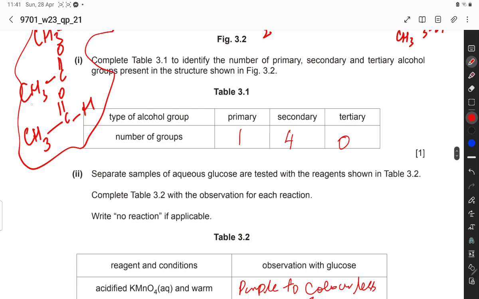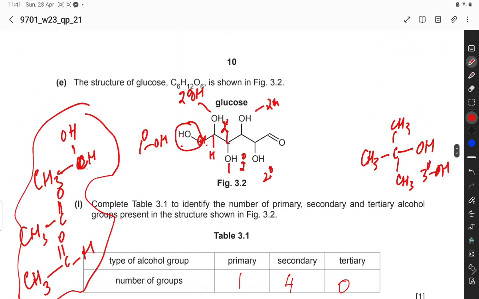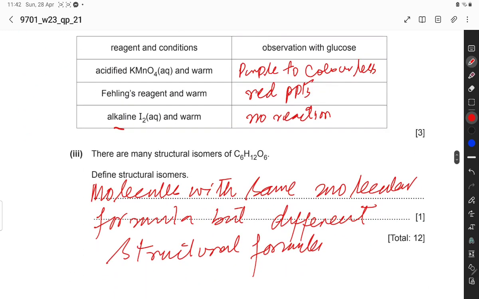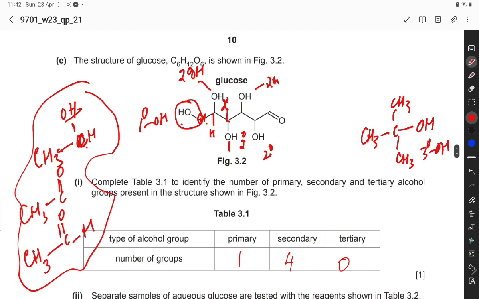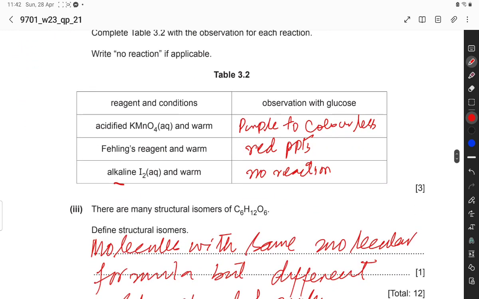In this aldehyde, C double bond is directly attached with CH3, and in this case the CH is directly attached with OH and with CH3. One CH3 should be there, directly attached with the carbon bearing OH. This shows the positive test with alkaline iodine. In this other compound we don't have such a combination, so there is no reaction.